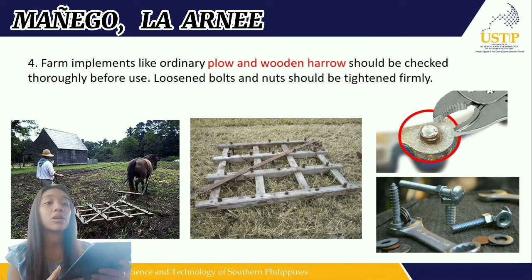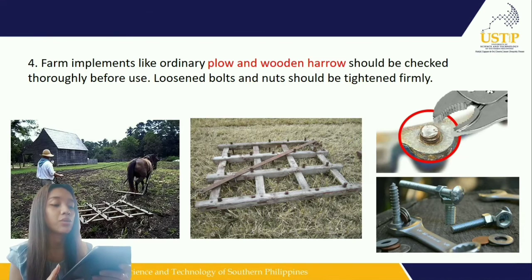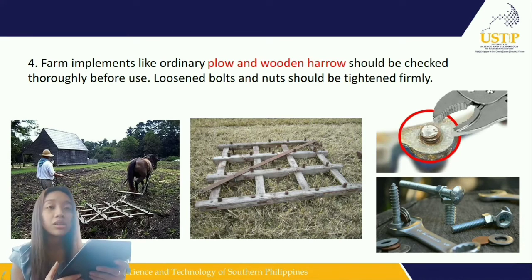Number 4 on how we sharpen our garden tools. Farm implements like ordinary plow and wooden harrow should be checked thoroughly before use. Loosened bolts and nuts should be tightened firmly.